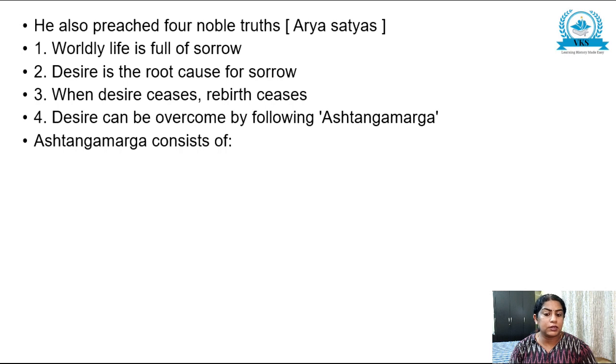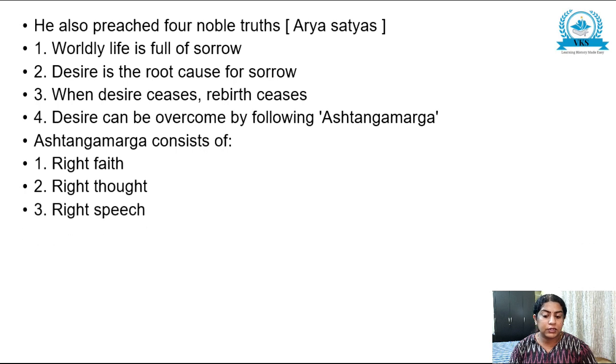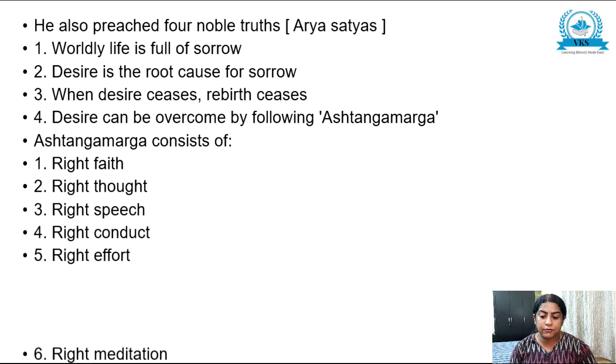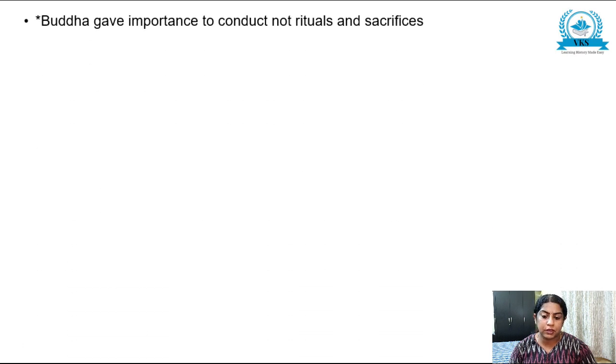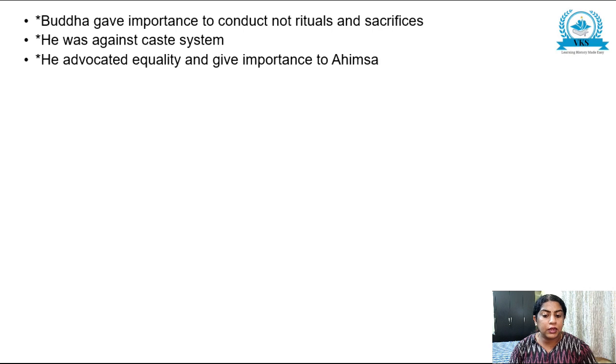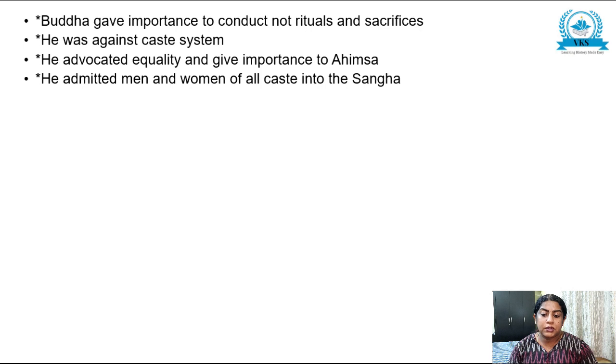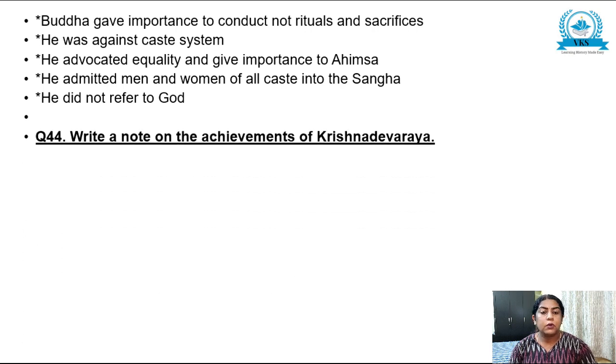Now Ashtanga Marga, that is 8 principles. It consists of right faith, right thought, right speech, right conduct, right effort, right meditation, right livelihood and right mindfulness. Buddha gave importance to conduct, not rituals and sacrifices. He was against the caste system and he advocated equality and gave importance to ahimsa. He admitted men and women of all castes into his Sangha and he did not refer to God. So all these were the points regarding teachings of Buddha.